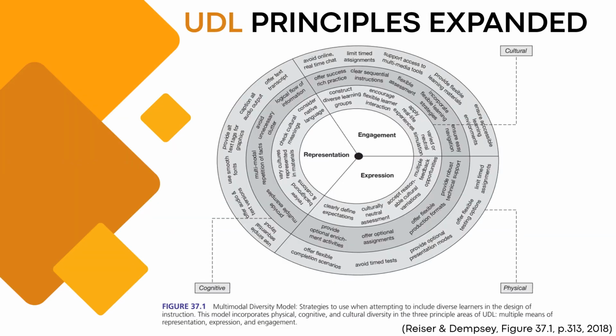UDL principles expanded. Now let's turn our focus to Figure 37.1 from Reiser and Dempsey's 2018 work, displaying the multimodal diversity model. This model delineates a holistic strategy for designing instruction catering to diverse learners. The diagram is structured as a circle with three concentric rings, each signifying a distinct aspect of diversity. Starting from the outermost ring and working our way in, we have physical, cognitive, and cultural diversity. These rings intersect with the UDL principles of representation, expression, and engagement, allowing us a cross-reference visual guide for comprehending and implementing the model.